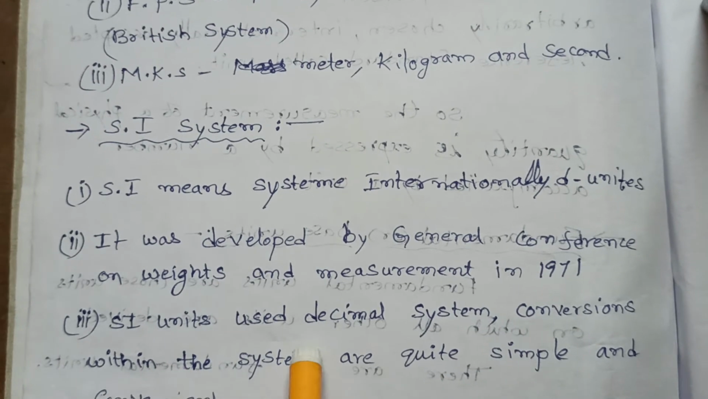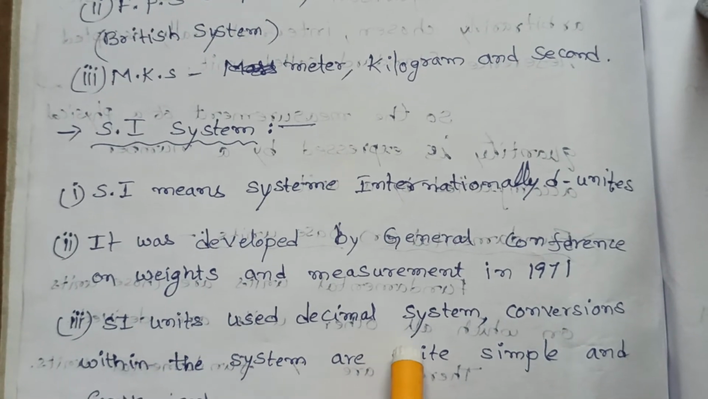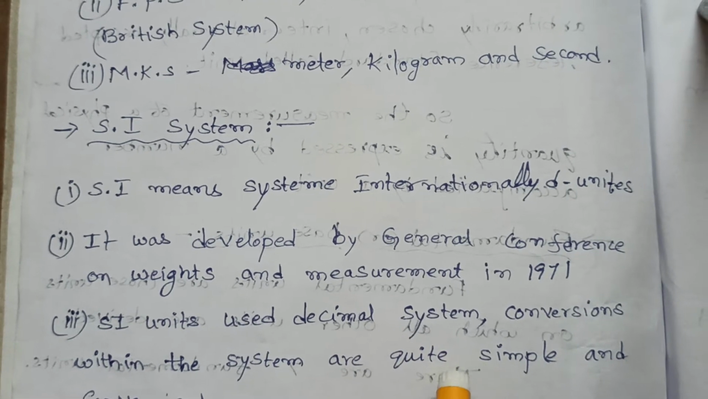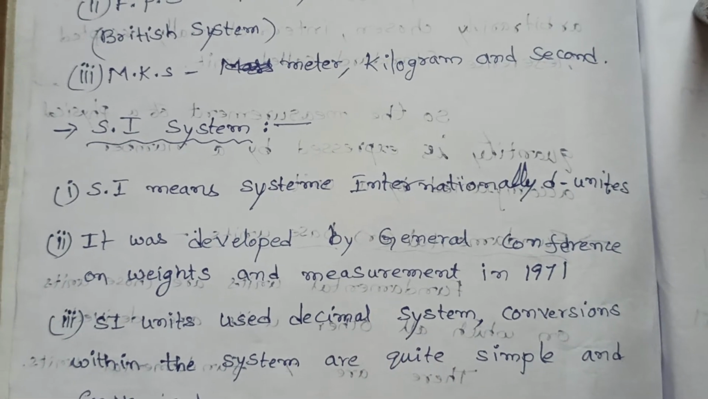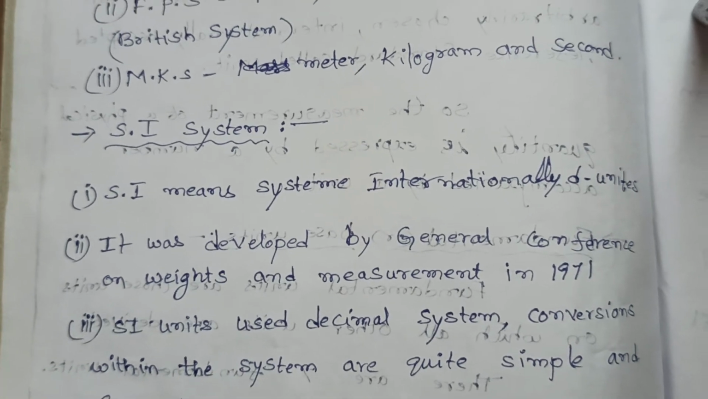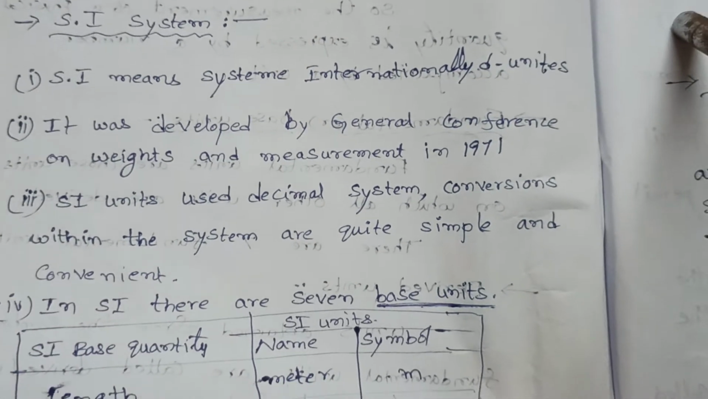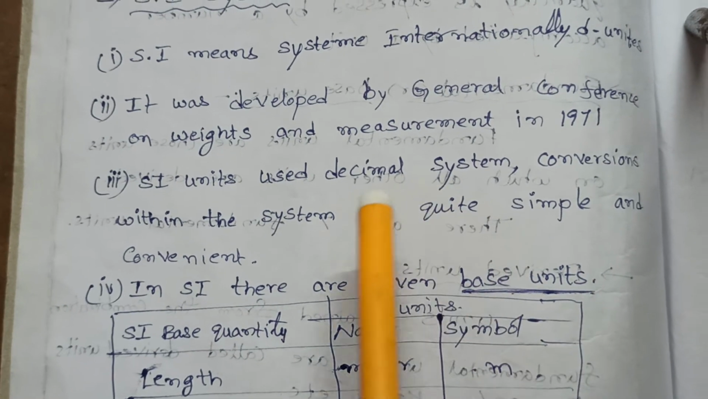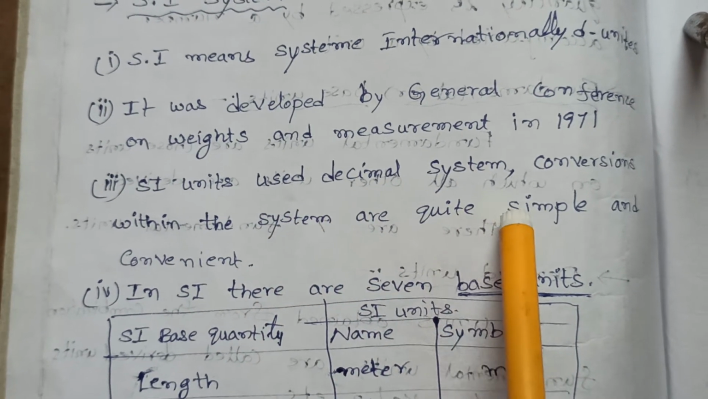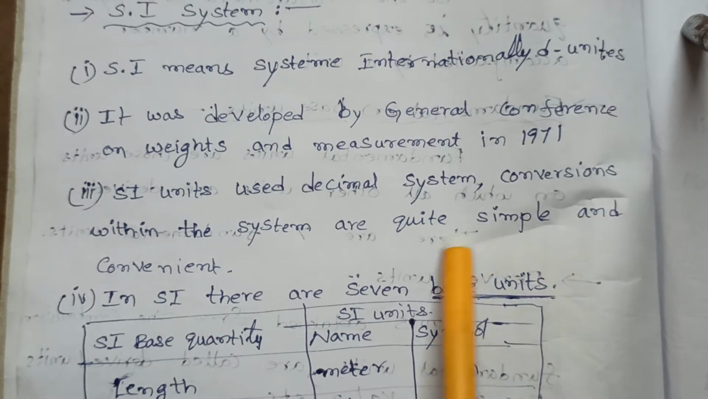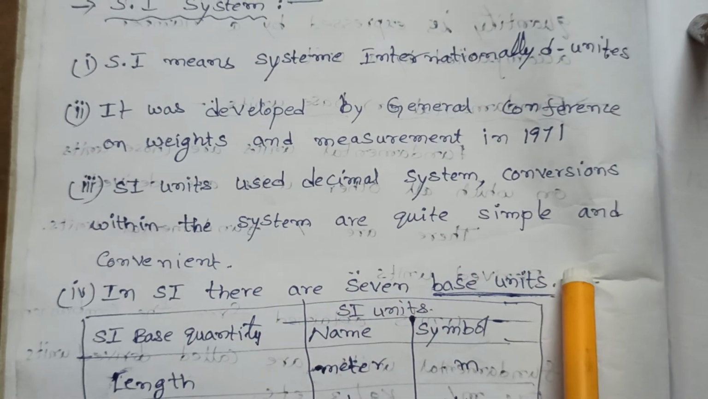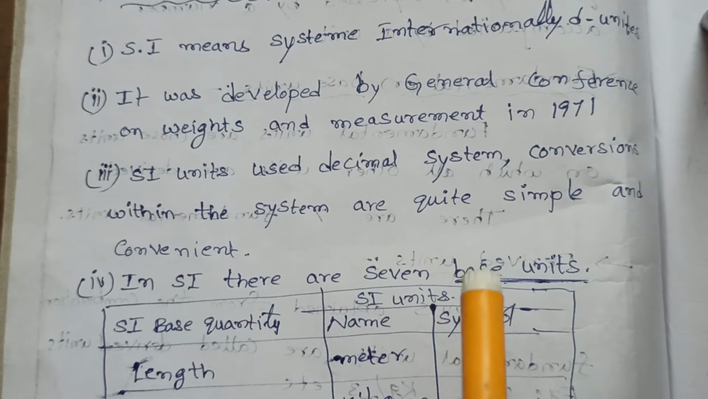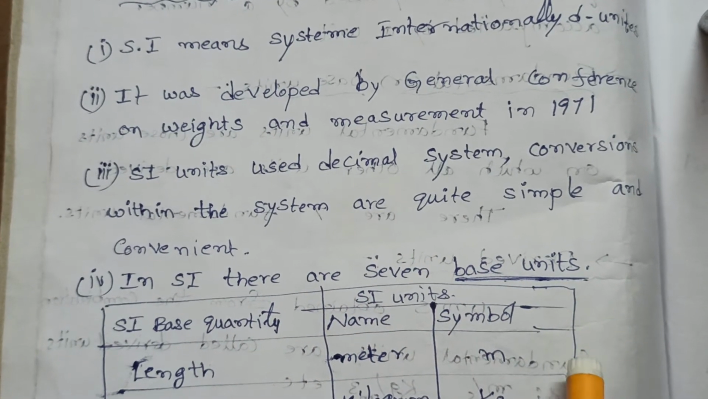SI units are generally easy for doing all the problems, and nowadays we are using the SI system only for all the physical quantities. So you have to remember this SI system, and the SI system uses the decimal system. Conversions with this system are quite simple and convenient. That's why we generally use the SI system nowadays.